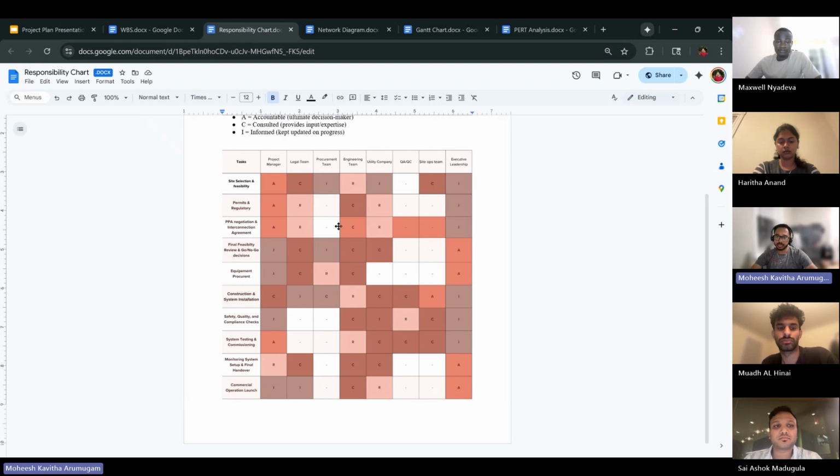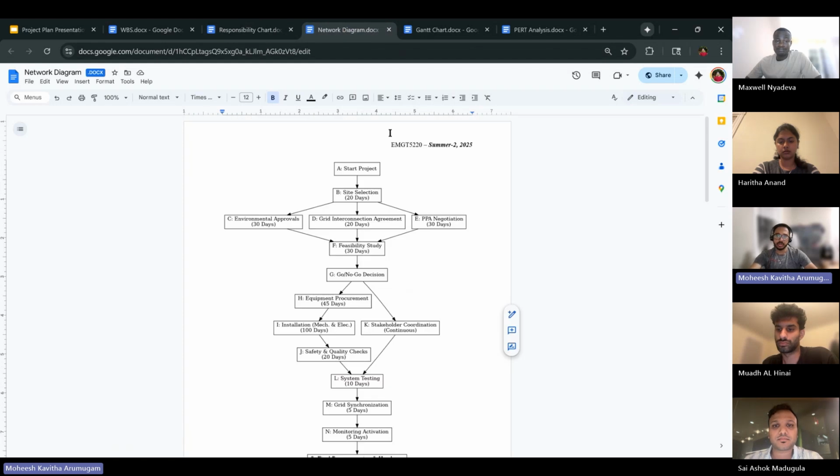The next is the responsibility chart, which is also known as the RACI chart. This matrix maps every task to a specific role, defining who is responsible, accountable, consulted, and informed. This ensures clear ownership and effective coordination. The next is the network diagram, which is our project's flow chart. It maps all the sequences from start to finish, showing which activities must be completed before others can begin.